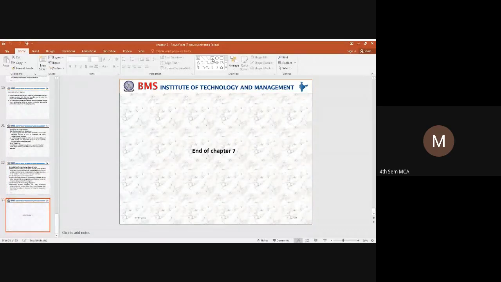So that indicates the end of the activity diagram, or chapter 7. Do you have any doubts with respect to the use case model, sequence, or activity model? Yes, speak out, anyone? No doubts, ma'am.